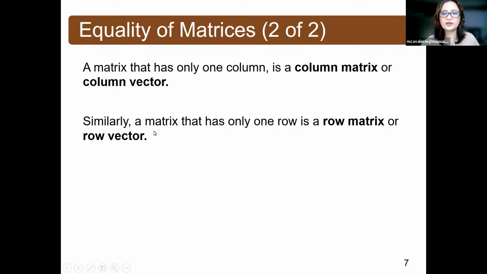A matrix that has only one column is a column matrix, or we call it a column vector. And for a matrix that has only one row, we call that one a row matrix or row vector.